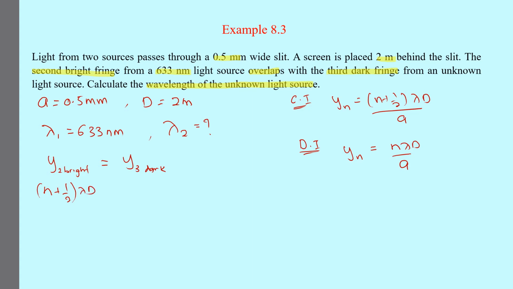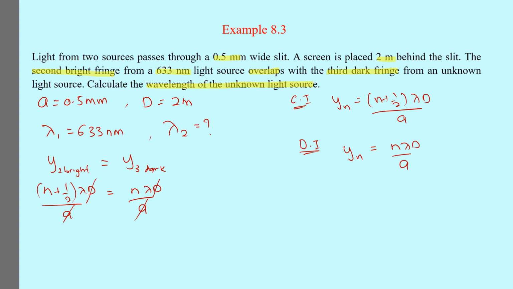So for bright or constructive interference, (n plus half) lambda D over a equals n lambda D over a. Okay, so a, which is the slit width, is the same, so a can be cancelled out. D also can cancel out.